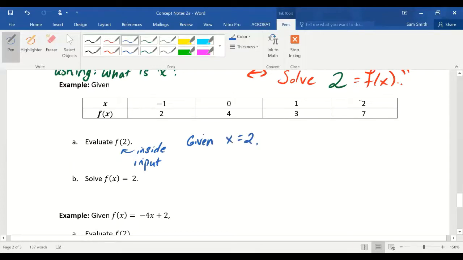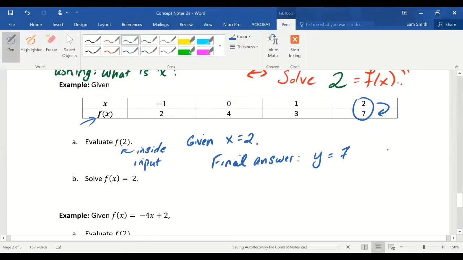And so let me look in the table for where x equals 2, and let me report back the corresponding output value, the corresponding y value. y equals 7.